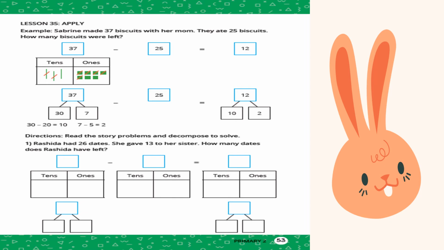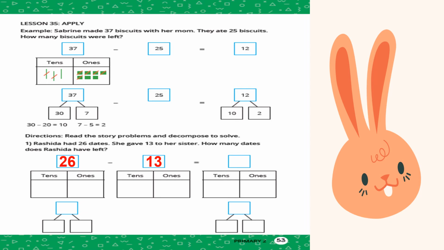Let's move to the next story problem. Rashida had 26 dates. She gave 13 to her sister. How many dates does Rashida have left? Left is a keyword for subtraction. So 26 minus 13. Let's start with ones.